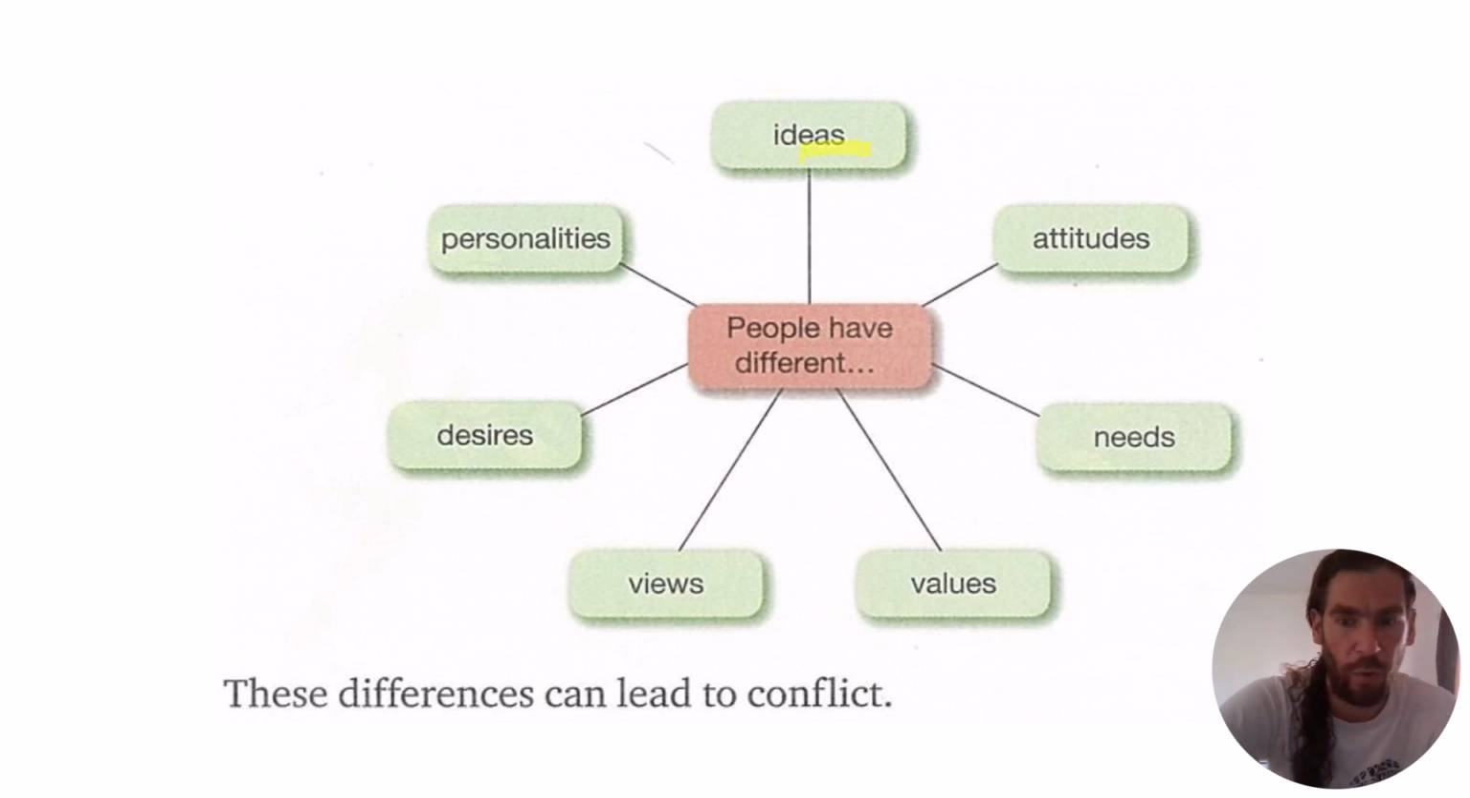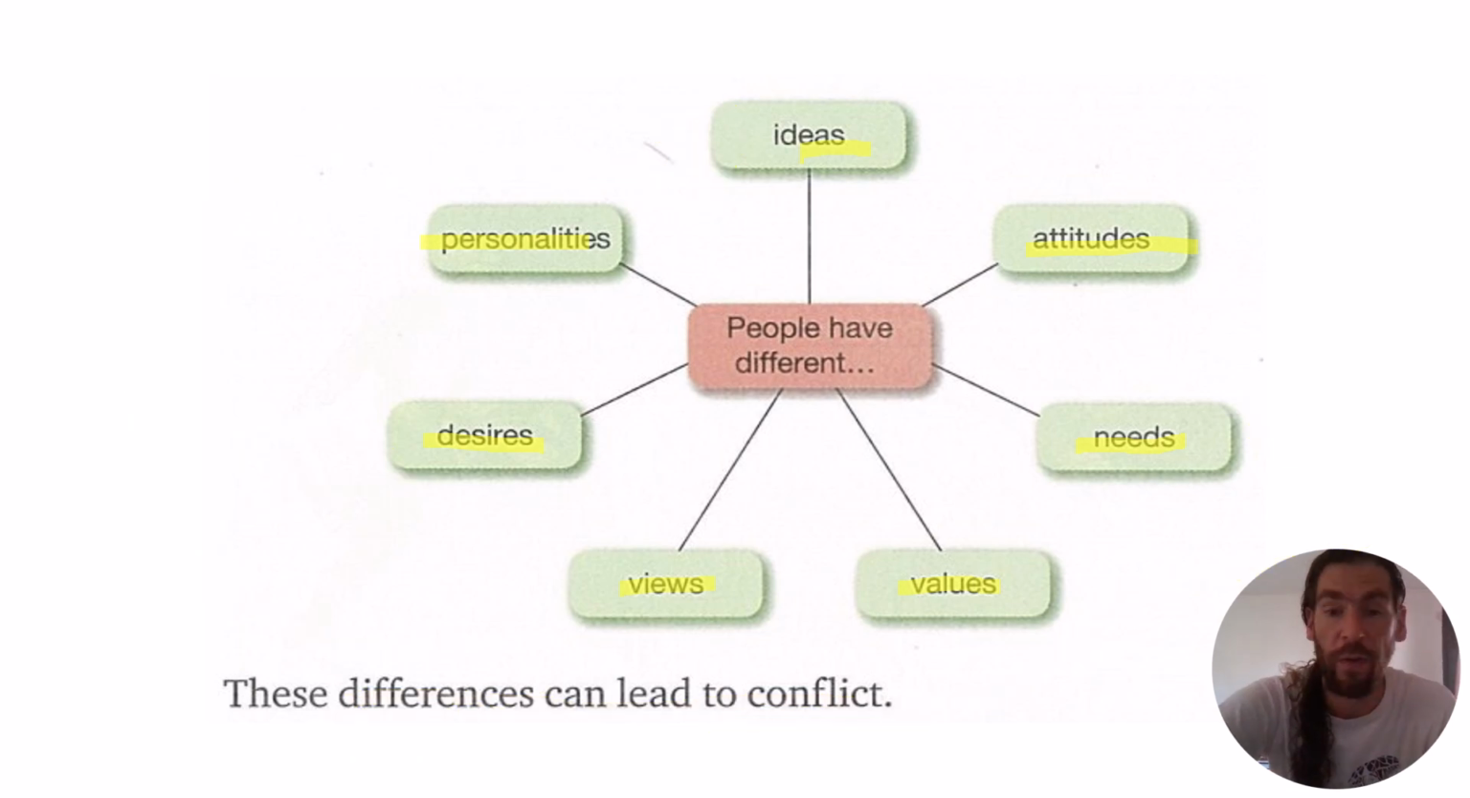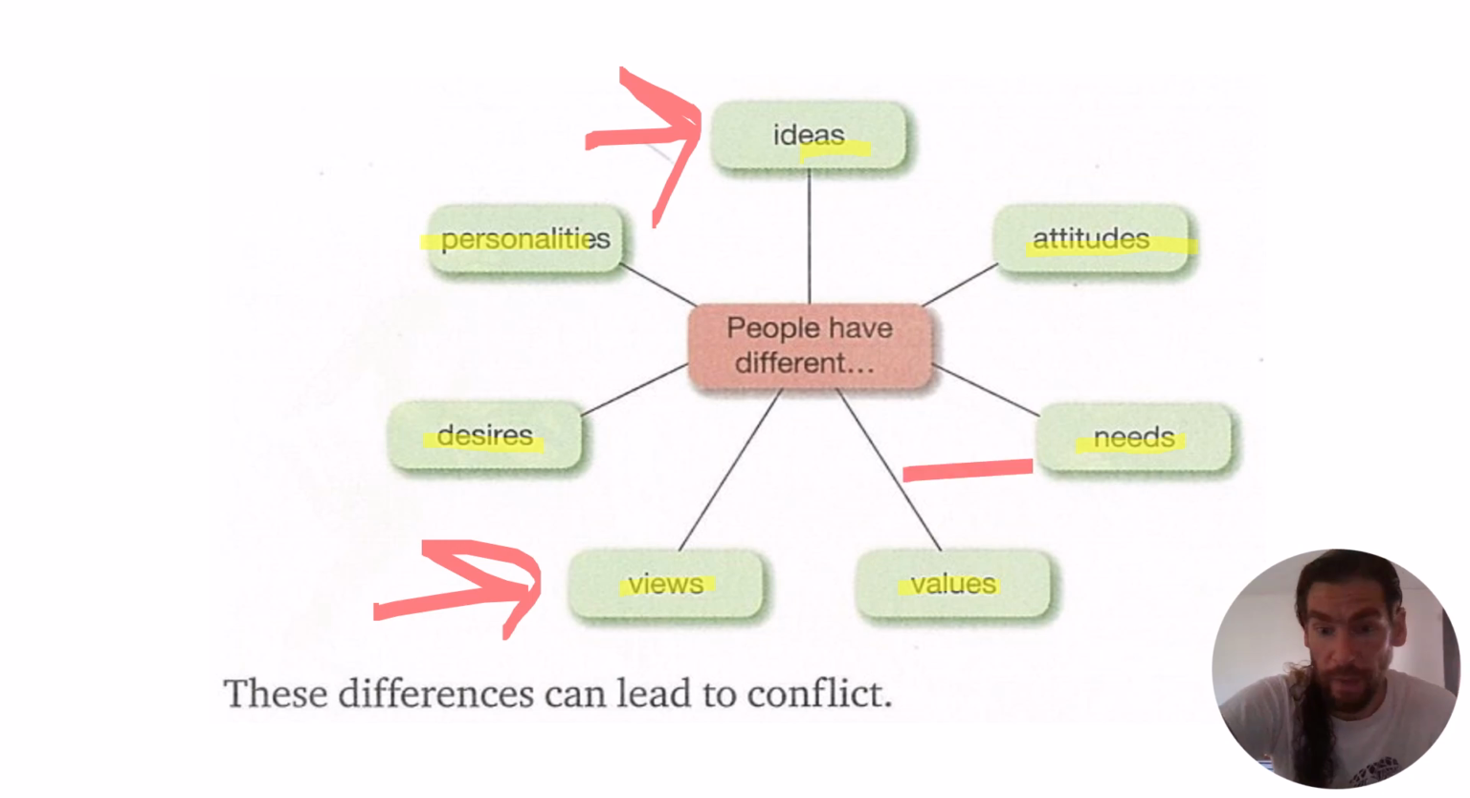So we talked about ideas, attitudes, needs, values, views, desires, personalities, and these can be sources of conflict. So these differences that you see here, these can be sources of conflict. These differences possibly can lead to conflict. We always have these differences, so we always have different ideas or views, or needs, but sometimes they're so different that they can lead to conflict. I'm going to talk about that more.